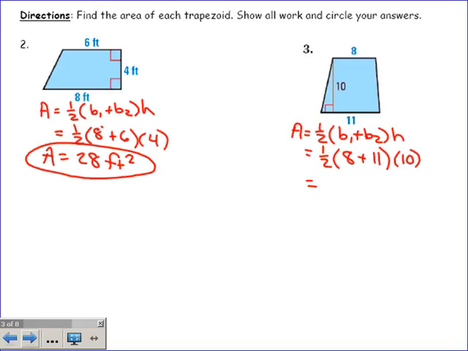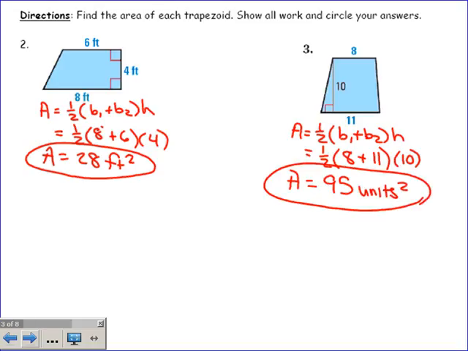Justin, in your head, what is 8 plus 11? 19. What is 19 times 10 in your head? 190. That's very good. 190. And divide that by 2. Excellent. 95. And we don't have any units, so we better write square units like so.